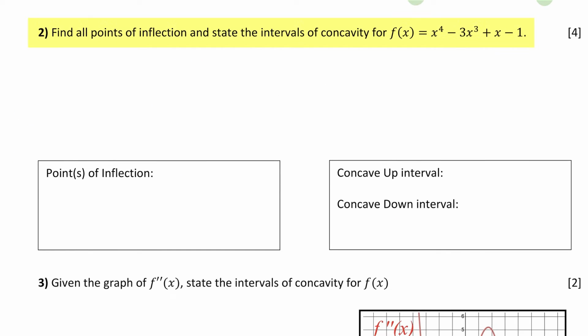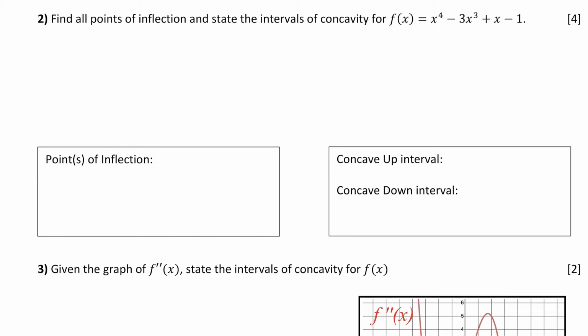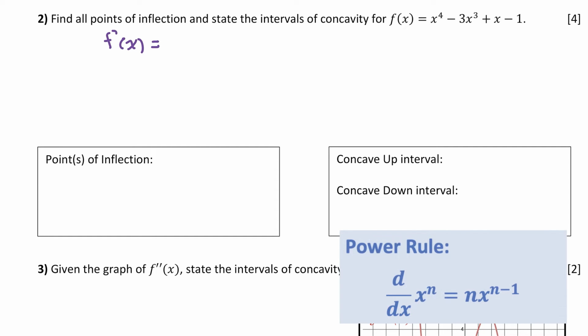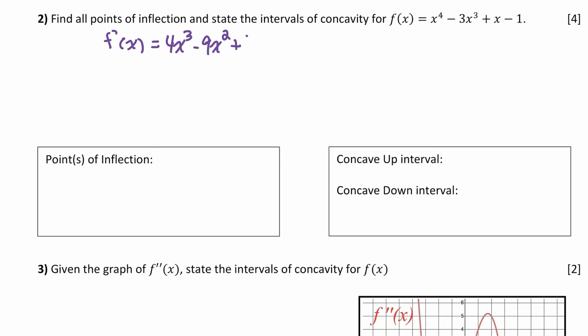Question number 2. Find all points of inflection and state the intervals of concavity for this function here. Well, I know at a point of inflection, the second derivative is going to be 0 or undefined. So let me find the second derivative. I'll have to first find the first derivative, f prime of x. If I just use the power rule for each term, I get 4x cubed minus 9x squared plus 1. The second derivative, just differentiate the first derivative, I get 12x squared minus 18x.